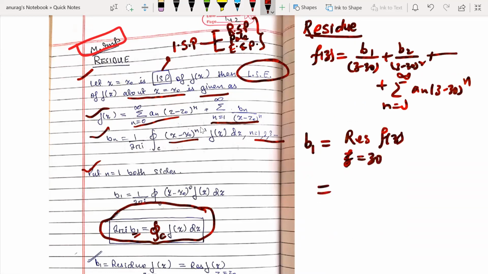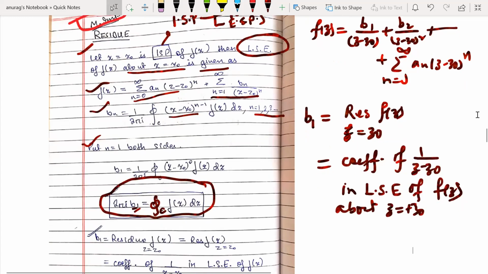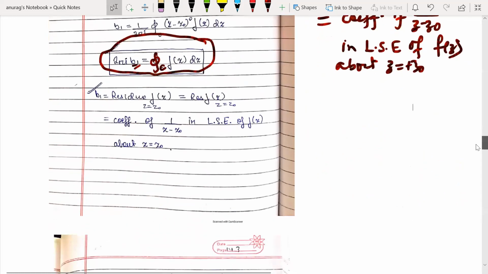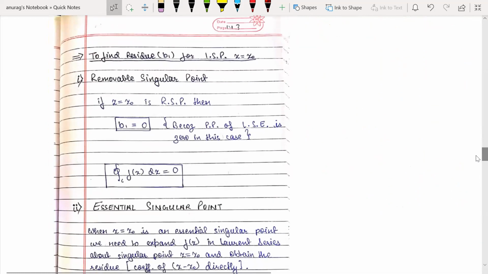It is the coefficient of 1 over z minus z naught in the Laurent series expansion of f(z) about z equal to z naught. So if you expand any function, just collect the coefficient of 1 upon z minus z naught. That will give you b1. Now I'm going to discuss how to find the residue b1.